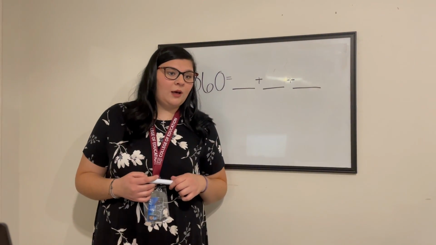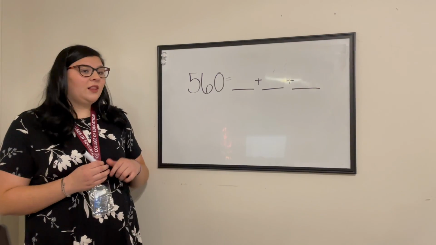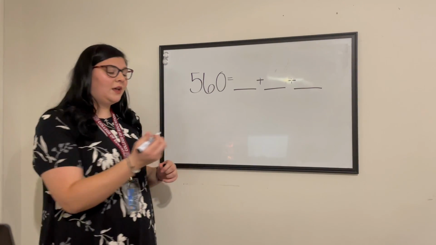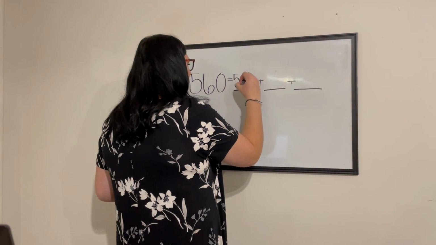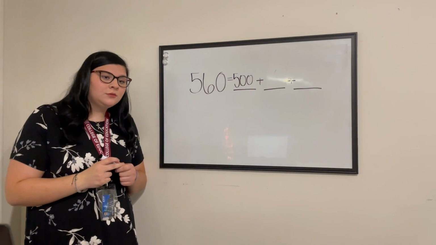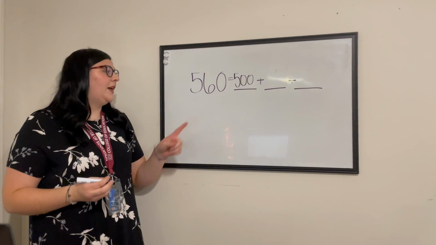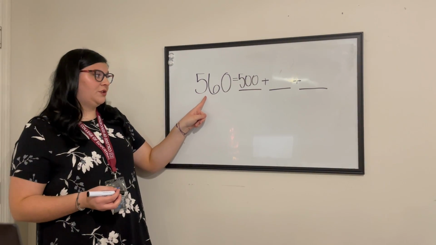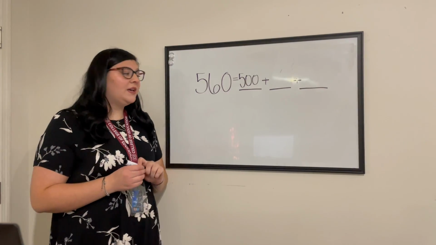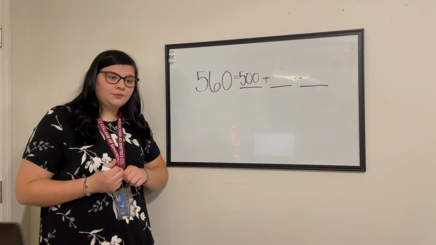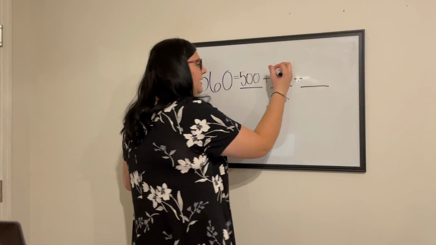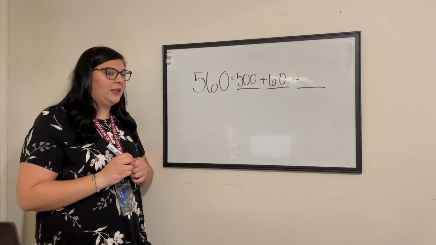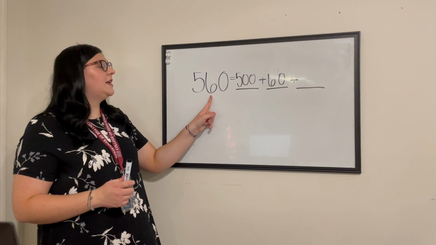I see some thumbs up. All right. Elizabeth, can you give me the first answer, please? Awesome, it's 500. Now, how did you know that? Perfect, because the 5 is in the hundreds place, and the value of the 5 in the hundreds place is 500. Can you give me the next one? Very good. It is 60. For the same reason, it's in the tens place.